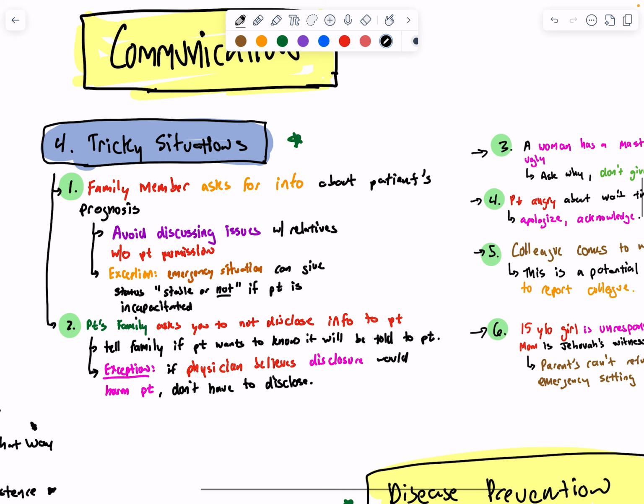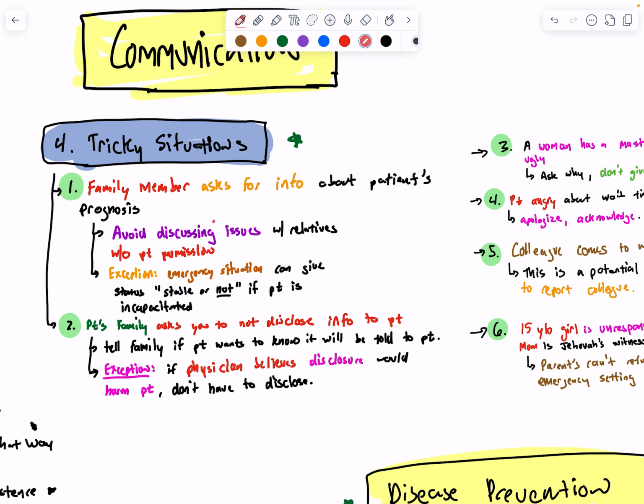All right, so then we have some tricky situations. First one, we've touched on this a tiny bit, but a family member asks for information about the patient's prognosis. You'd think it's like my father calls the hospital, wants to know how I'm doing. Unfortunately, if it's not an emergency situation, you're going to avoid discussing the information with relatives without the patient's permission. If it's an emergency situation, you can give a status of stable or not stable. If the patient's incapacitated, you would have to confirm the family member's identity.